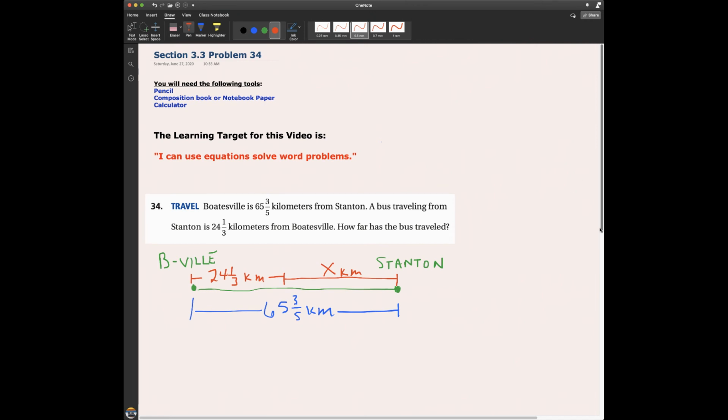We're going to work out another word problem. So make sure you have your pencil, composition book, or notebook handy to take notes, and you might need a calculator for this one. And the learning target is that I can use equations to solve word problems.